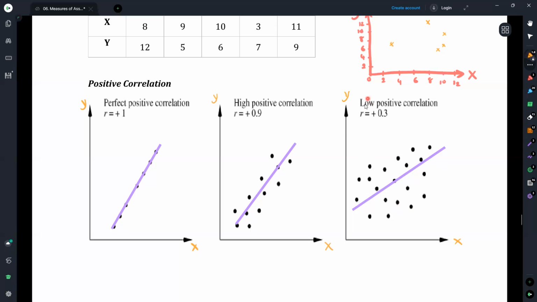And we can comment on the strength of the relationship as well. Here we can say that it is a low positive relationship. It is because the points are somewhat scattered away from the line. That's why we can say that it is a low positive correlation, or low relationship. And positive in the sense that as x increases, the value of y is also getting increased.